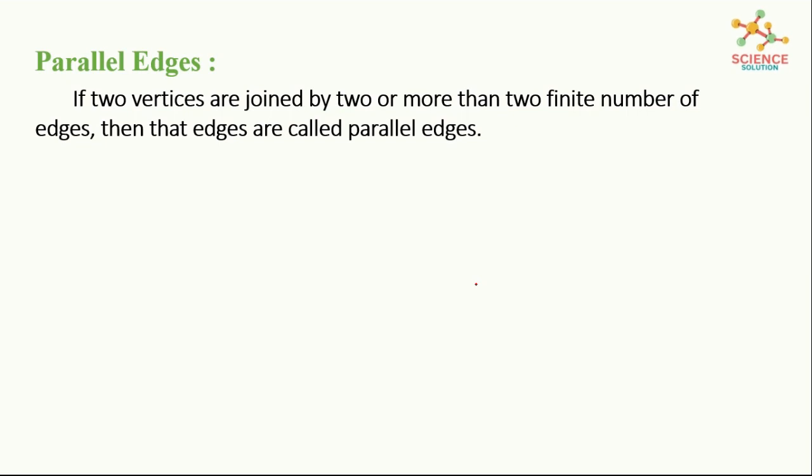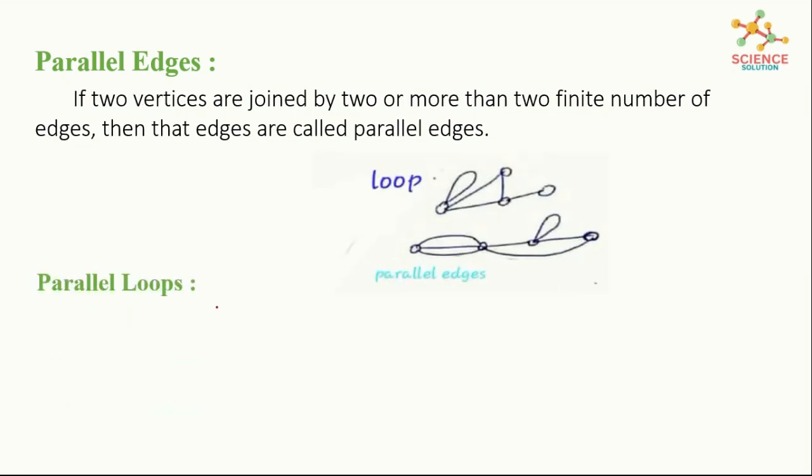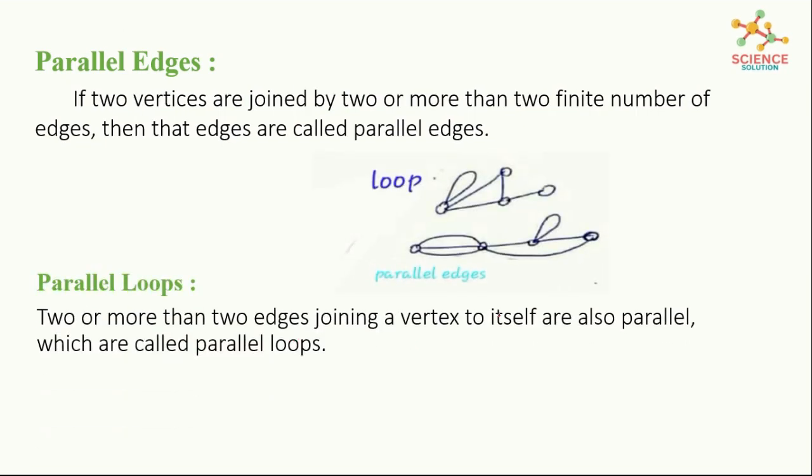Parallel loops. 2 or more than 2 edges joining a vertex to itself are also parallel, which are called parallel loops. In this diagram, the upper graph has a loop. A single vertex has an edge whose starting and end point are on the same vertex, so this is called a loop. And in the lower graph, we see 2 or more edges joining 2 vertices, so these edges are called parallel edges.